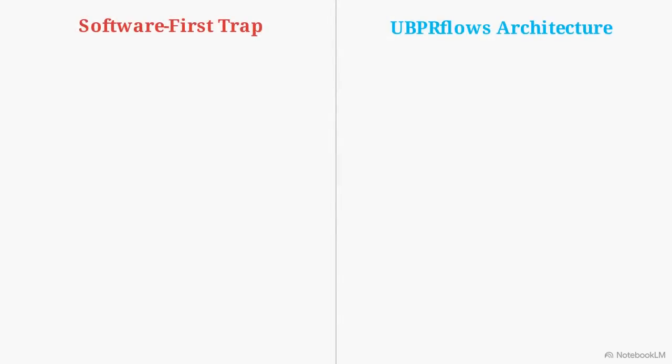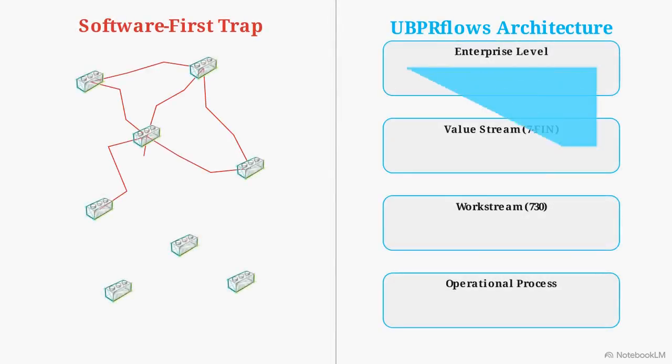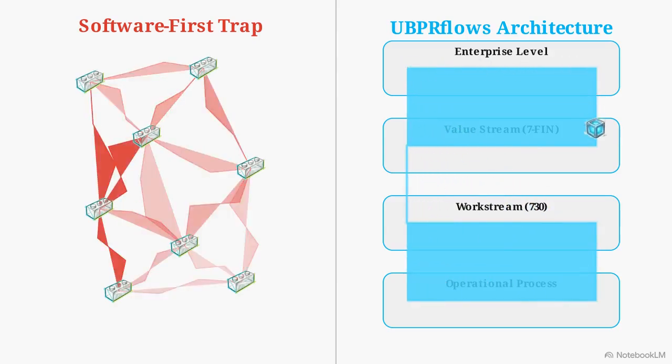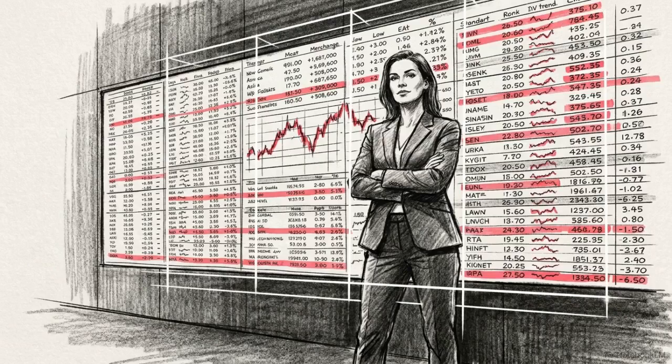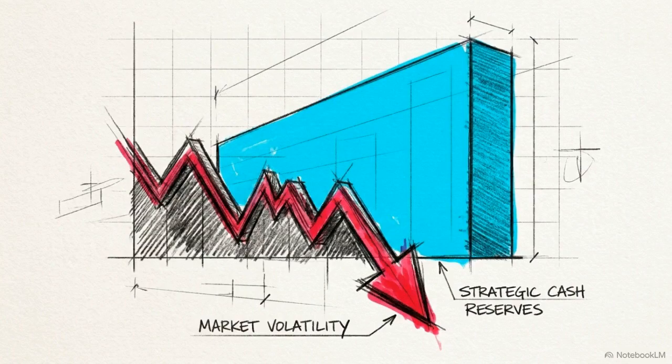Look at the structural difference between these two models. On the left, the software-first trap, a chaotic web of brittle point-to-point integrations. On the right, the layered flow of the UBPR Flows architecture. Adopting the UBPR Flows architecture allows a treasury department to stop reacting to fragmented banking data. Instead, they proactively protect the strategic capacity of the enterprise.